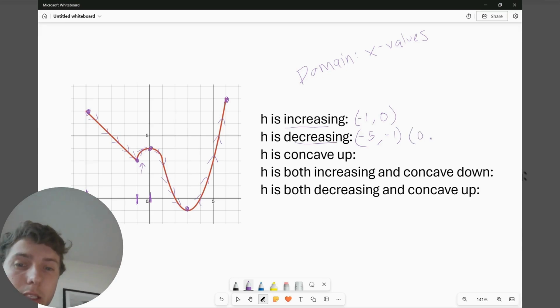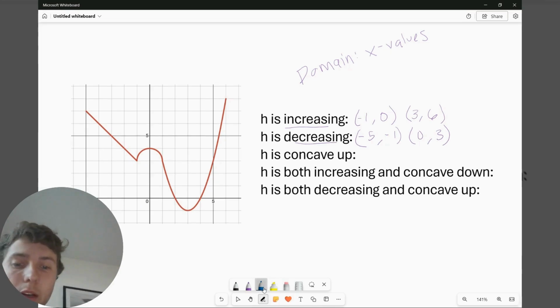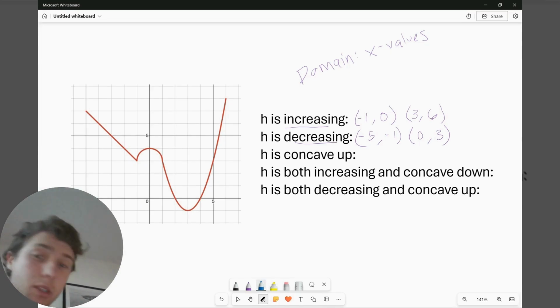So starting at 0, it decreased, it went down all the way over to here where your x value would be 3. And then it started to go up, so your increasing section would go up from 3 all the way over to here, which it looks like is 6. Increasing and decreasing should be pretty straightforward to find on your graph. Just seeing whether it goes up or down. We'll look at doing that stuff with tables later on too.